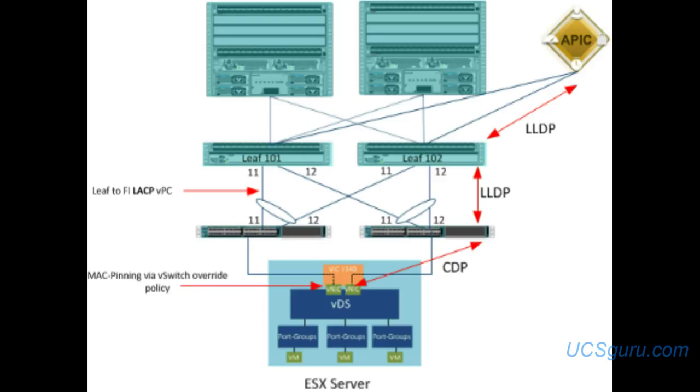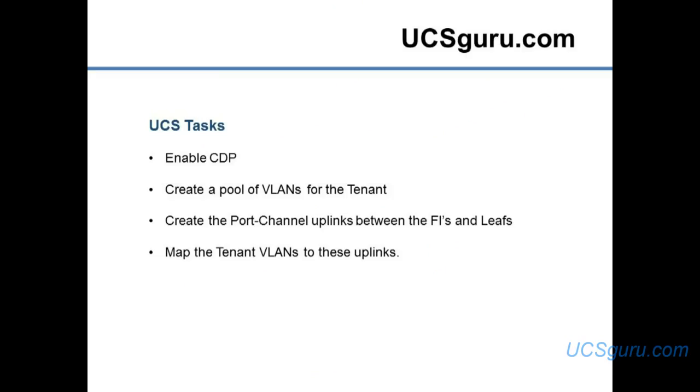But as mentioned, don't worry if you're not sure how to configure that on the UCS side or the ACI side, we'll step through the configuration here. Okay, so this is the configuration we're going to put on the Cisco UCS side. We're going to enable CDP, create our pool of VLANs for the tenants, create the port channel between the fabric interconnects and the ACI leaf switches, and then map those tenant VLANs to those uplinks.